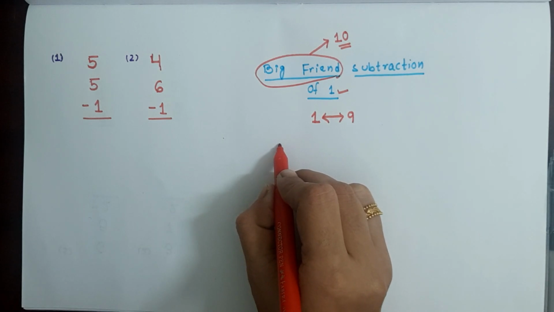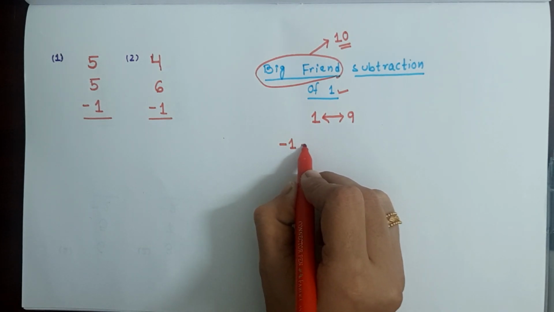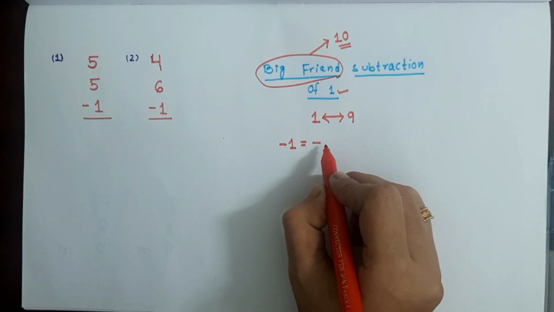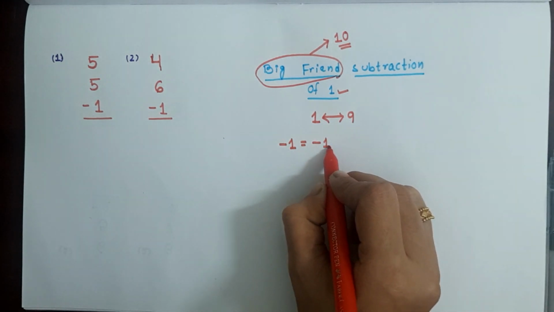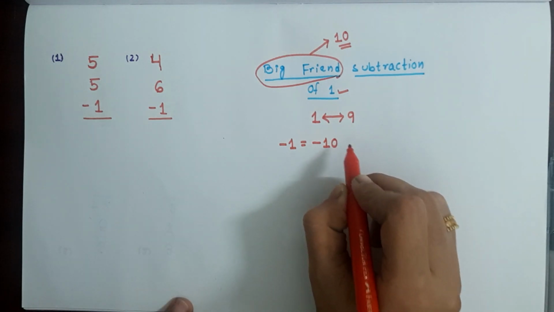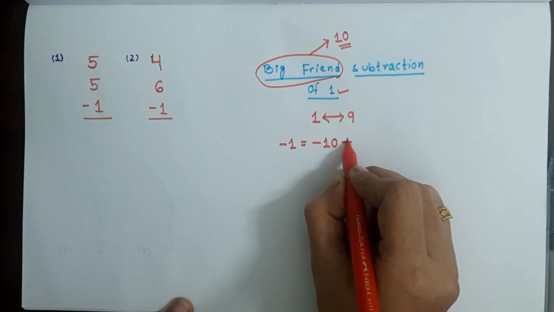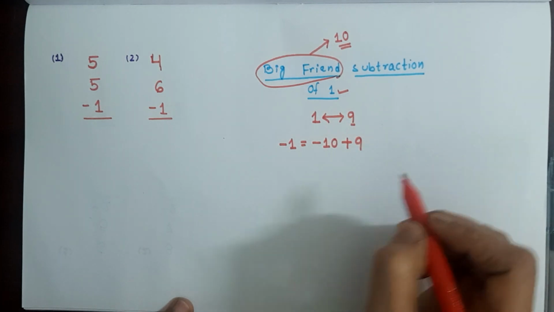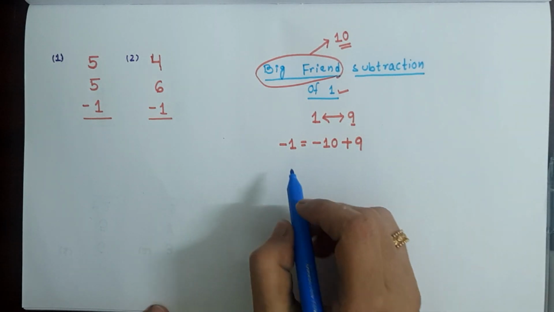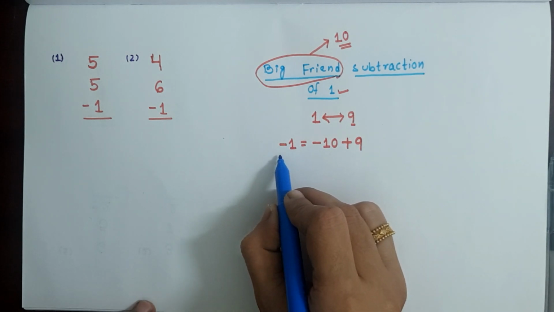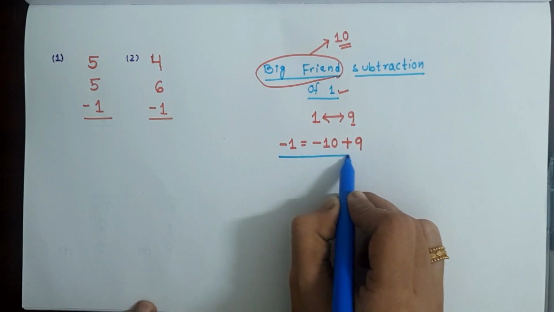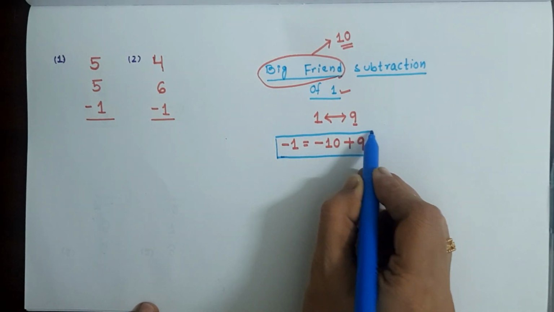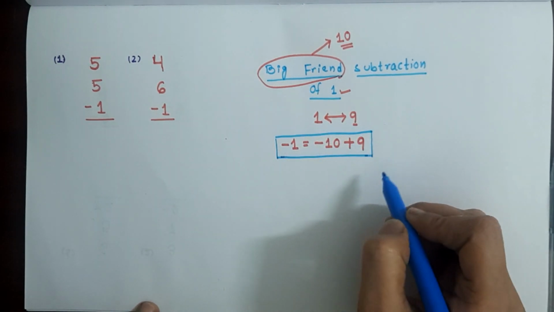So, big friend subtraction of 1 is, we have to first subtract the base value of big friend, which is 10. Remember this thing. Then we have to add the big friend of 1, which is 9. So, our formula for big friend subtraction of 1 is minus 1 is equal to minus 10 plus 9. Now we will apply this formula and we will solve both the sums.